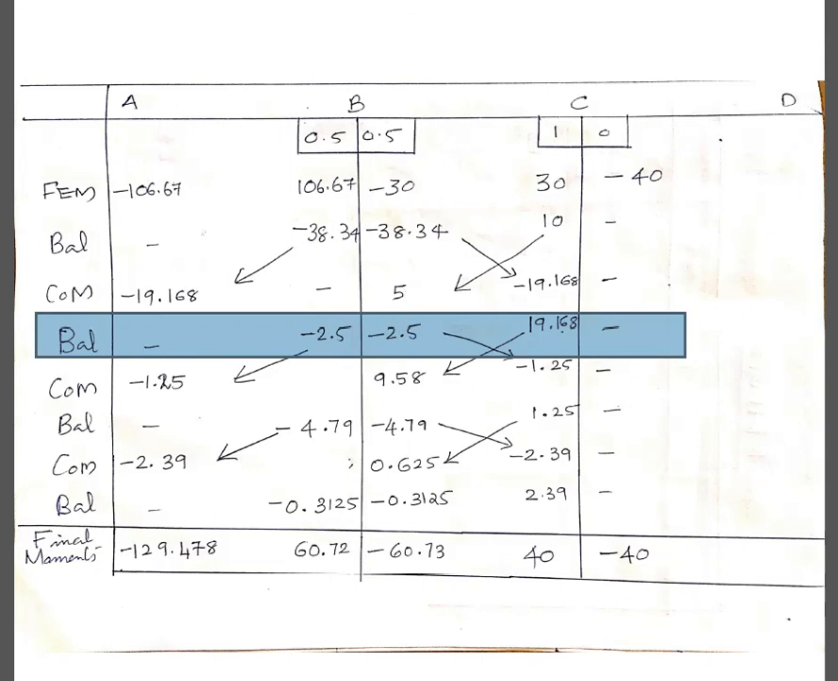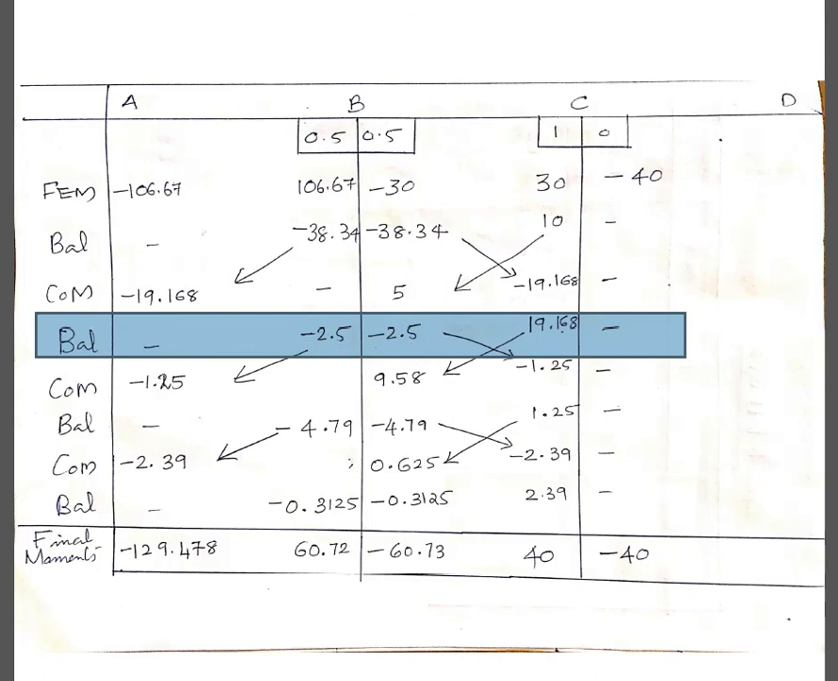Balanced. So 5 into 0.5 is 2.5. So 2.5 into minus 1, minus 2.5. Minus 2.5 should be distributed to the spans BA and BC.